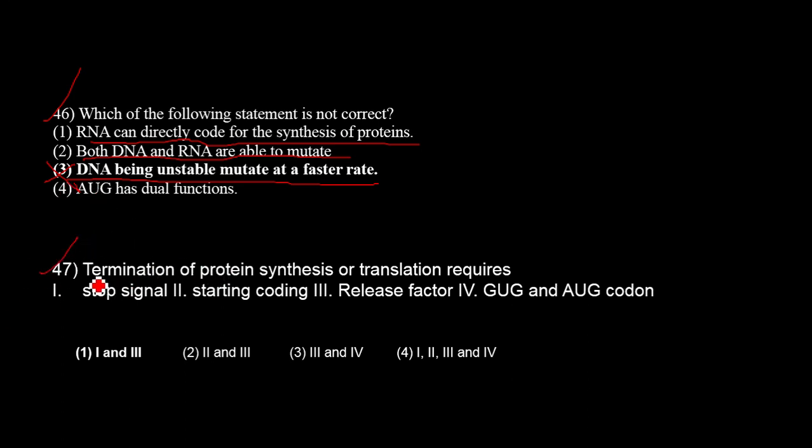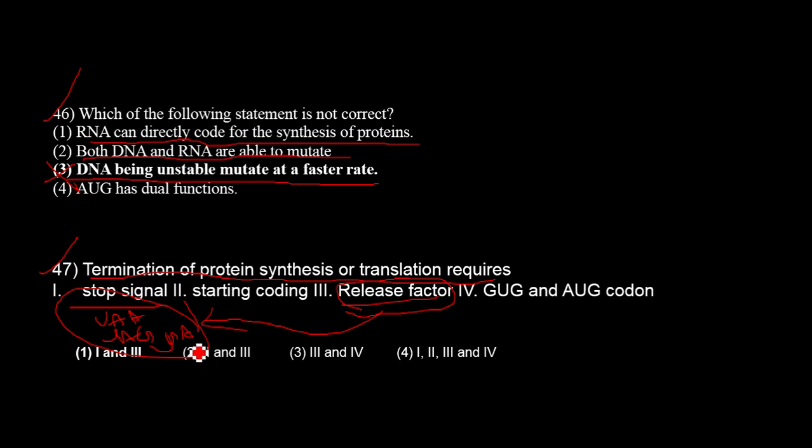Question number 47. Termination of protein synthesis or translation requires a stop signal. Next, a releasing factor. The stop signal is the stop codon, UAA or UAG or UGA. In these three, any one is enough to stop the translation. Apart from that, when the stop codon is reached, we can see a releasing factor added on the stop codon, which leads to termination of translation. Question number 47, option 1 is the correct answer.